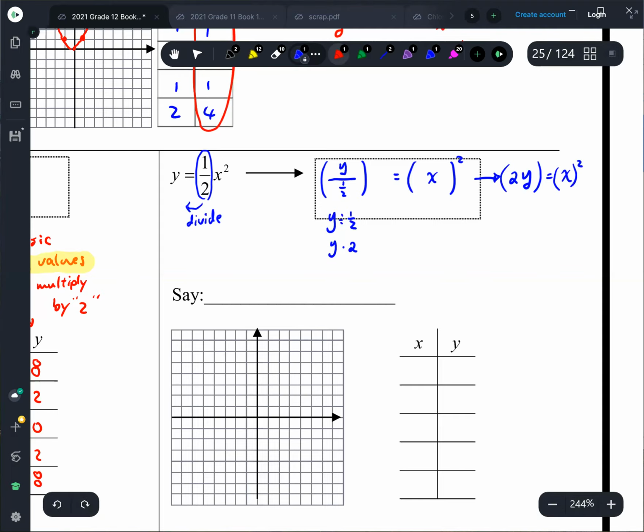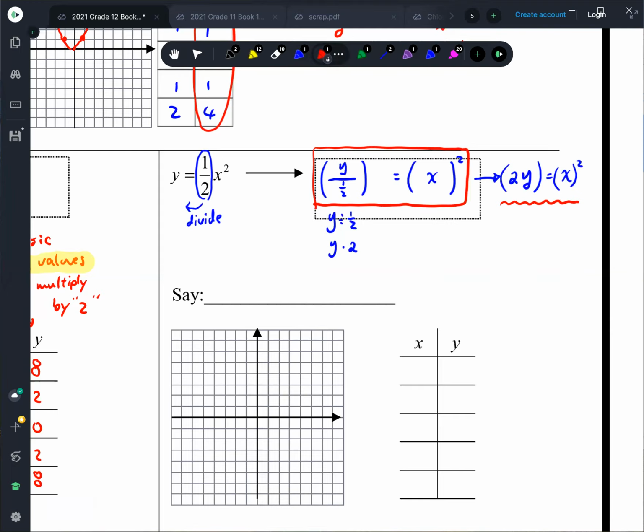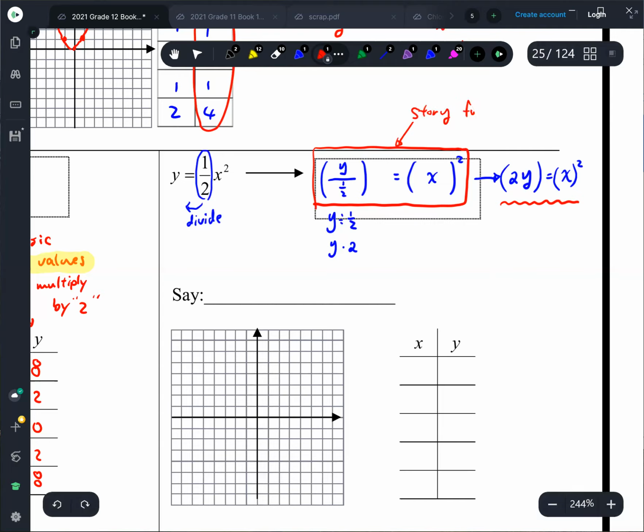Okay, so you can either leave it in this form or in this form, but I prefer the one in the red box. Okay, this is called the story form. Okay, please copy this down first and raise your hand. Just want to make sure everybody's on the same step.